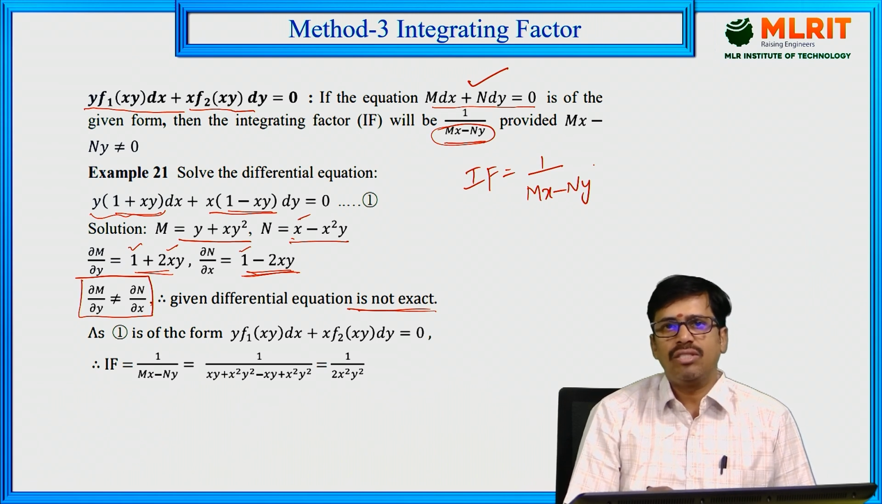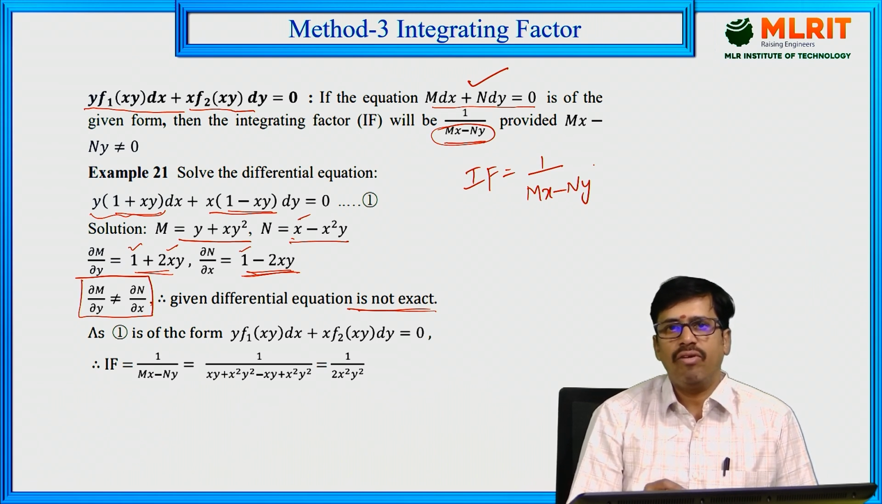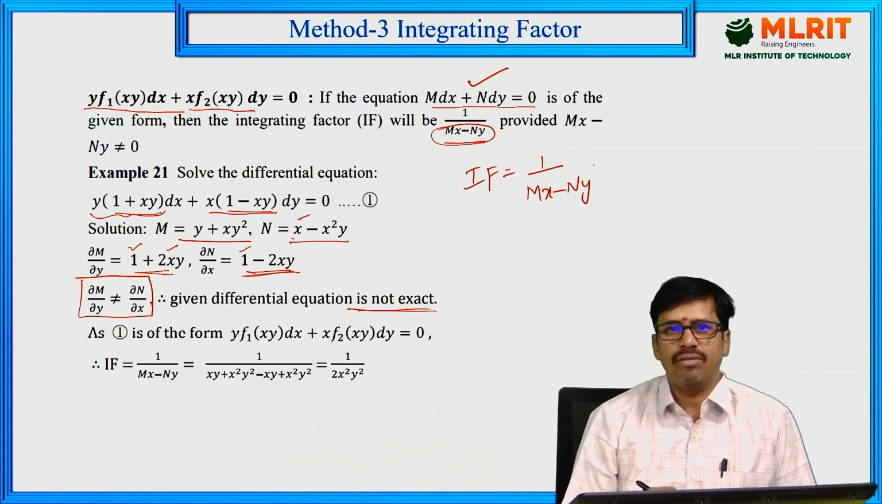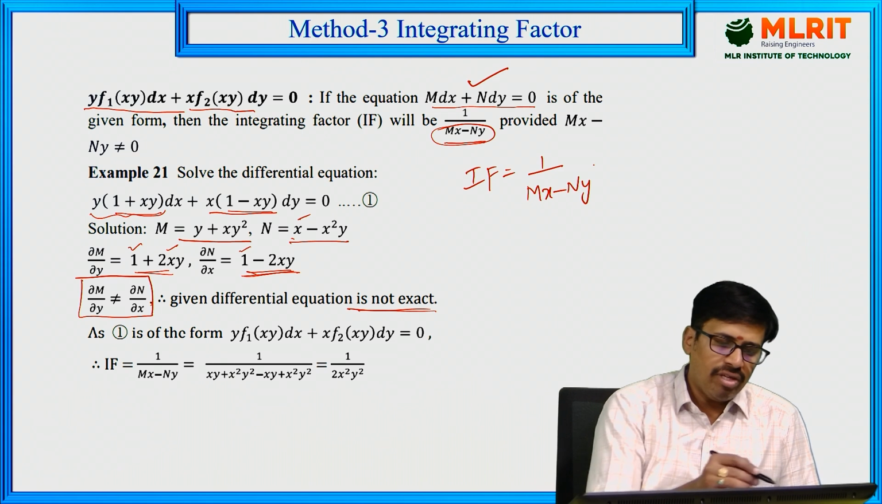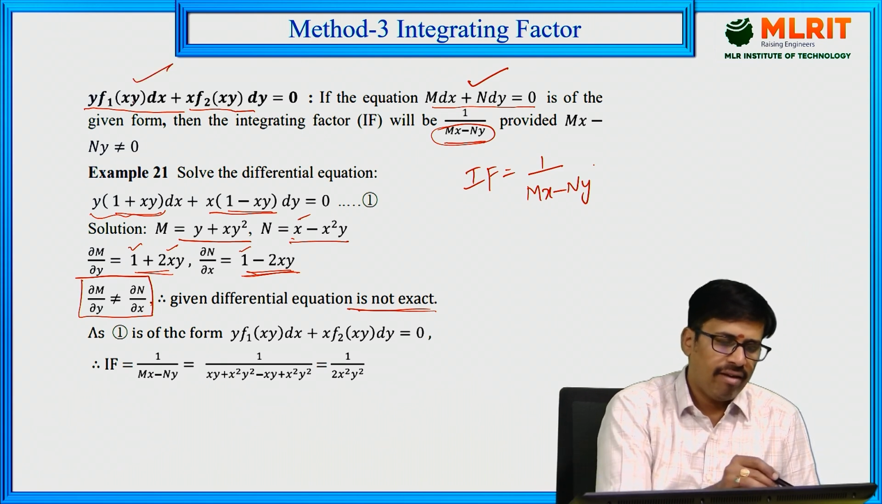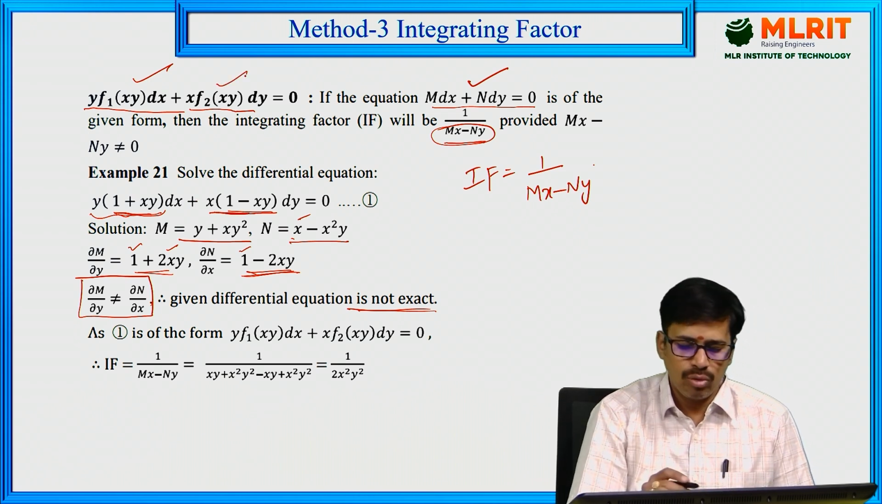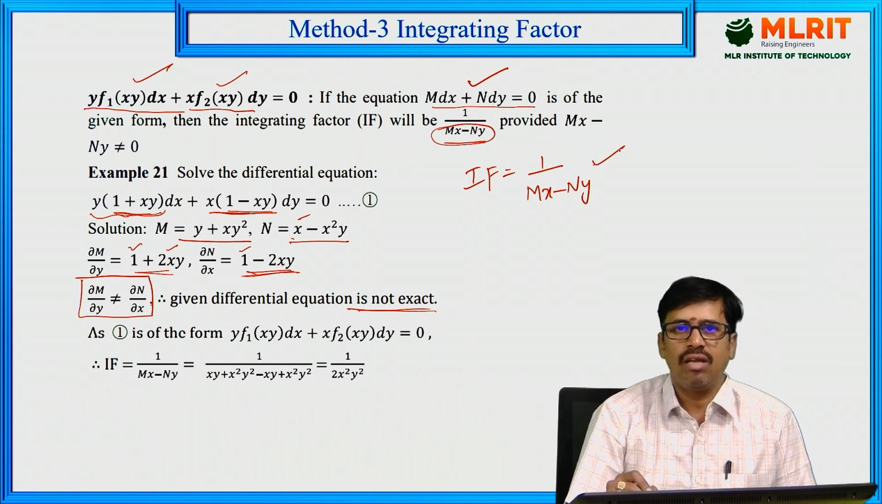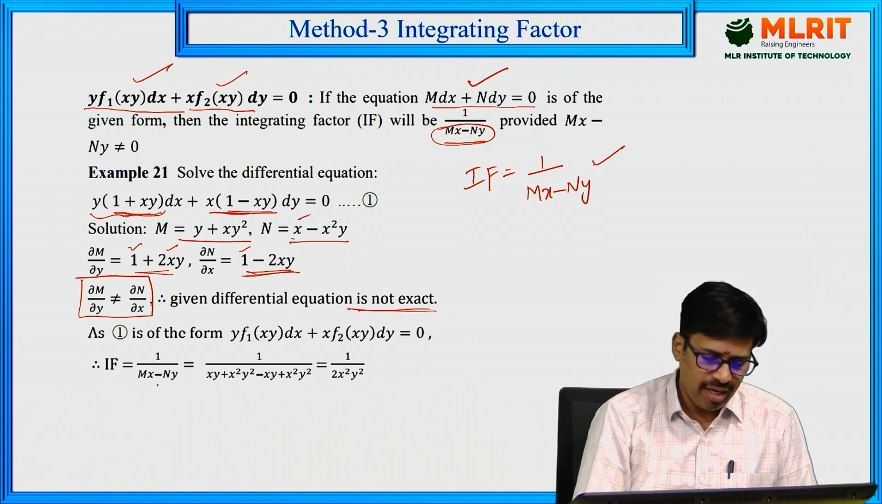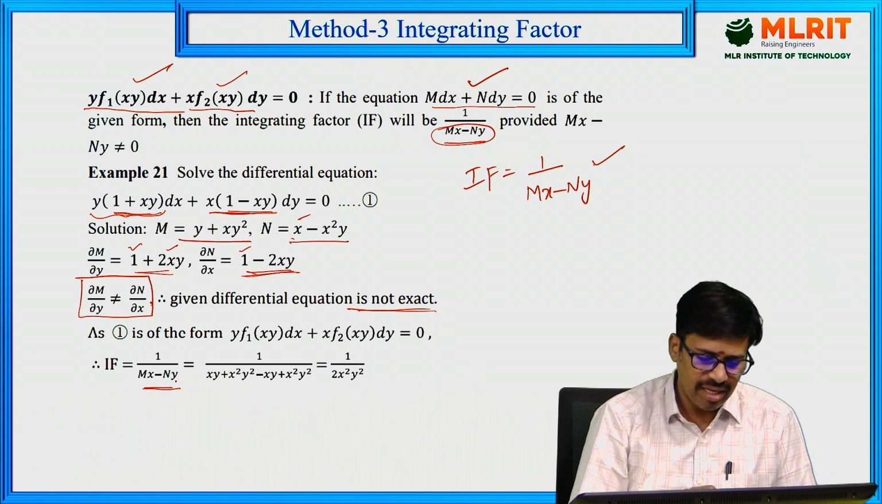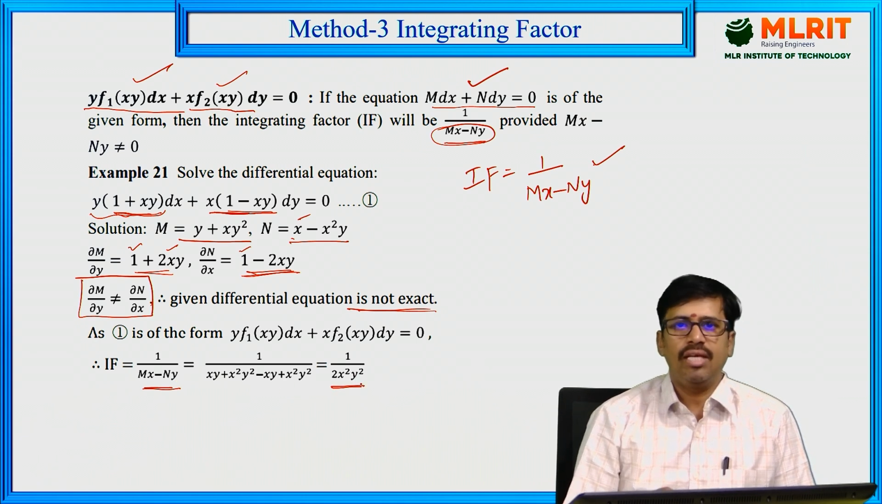If the given equation is not exact, we have to reduce that equation into an exact differential equation by the concept called integrating factor. Here the given equation is in the standard form: we can take y common in the first term, and similarly in the second term we can take x common. So we can write 1 by Mx minus Ny as the integrating factor. We can calculate 1 by Mx minus Ny as 1 by 2 x square y square. This is the integrating factor.